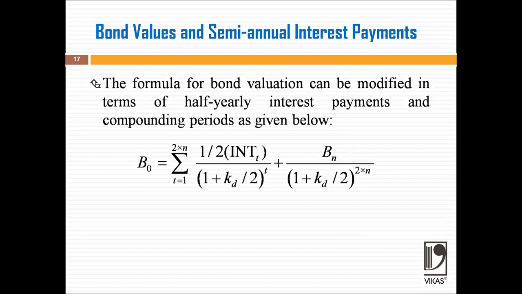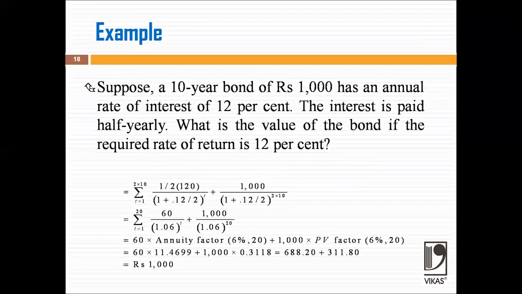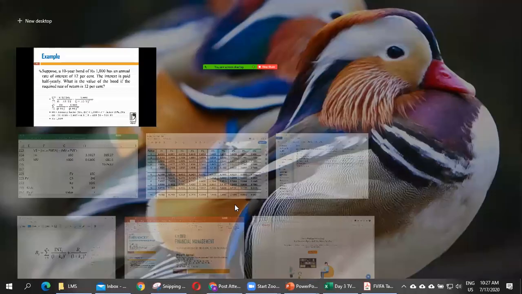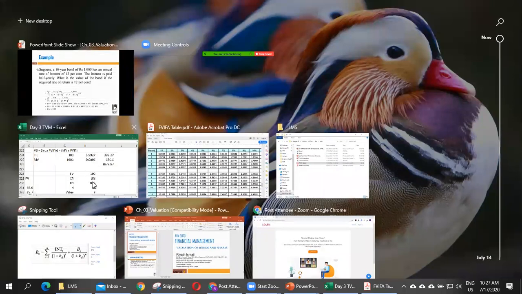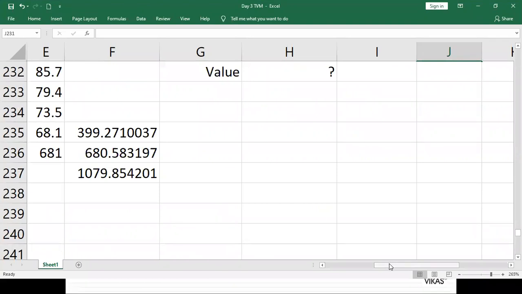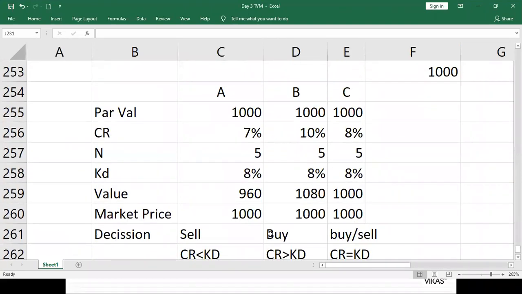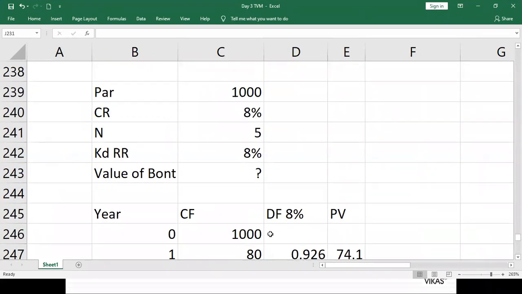So it's very simple. I will explain this using the earlier example. We will look into this example later. So we will do our own example. Yeah, we will take this example.